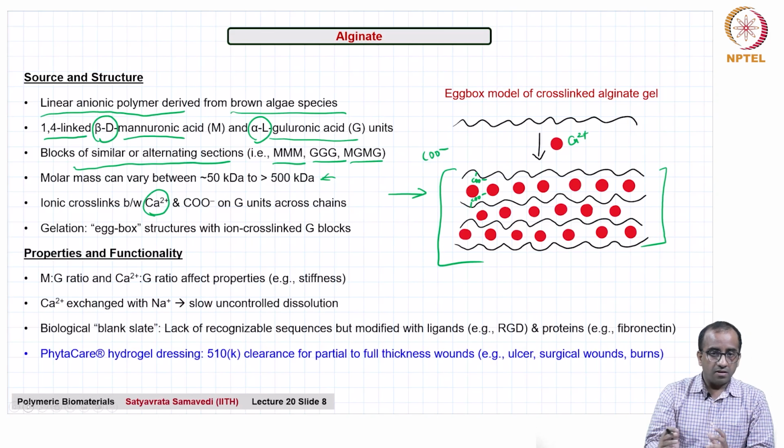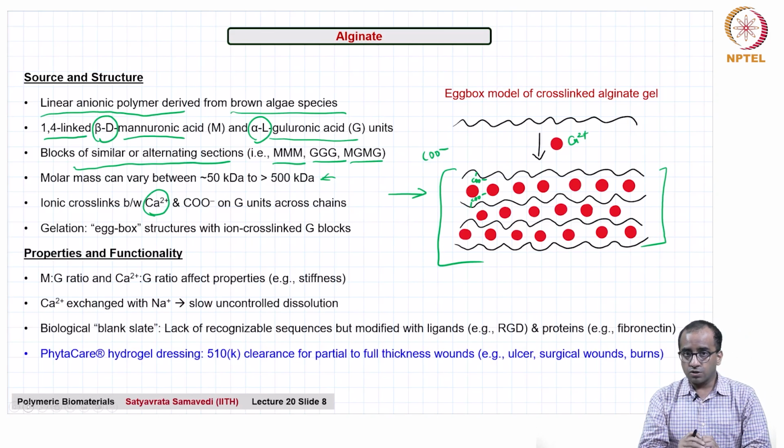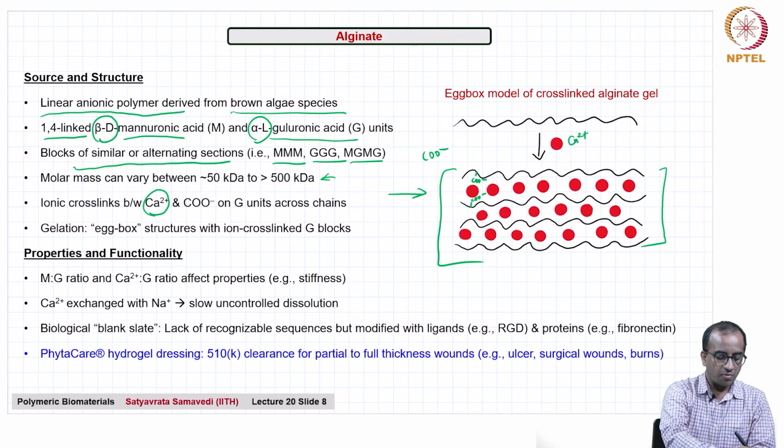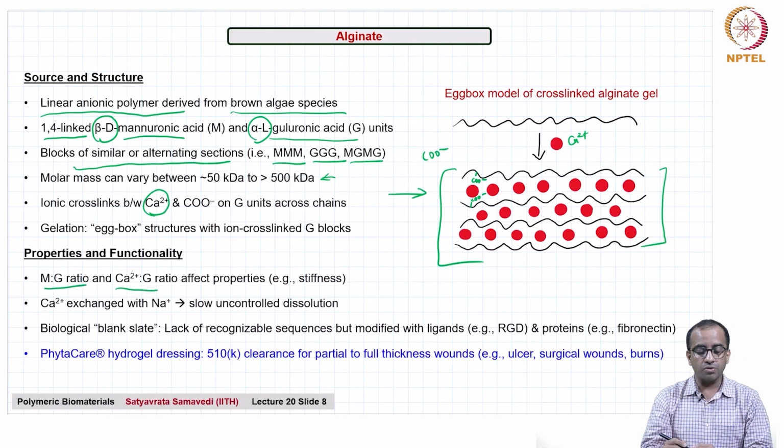Now, that leads to specific kinds of properties and functionalities. So, first of all, we will note that it is largely the G units that cross-link. So, the M to G ratio and the calcium to G ratio affects properties of the gel that forms, for example, stiffness, right. The more cross-linked it is, the stiffer the gel, but higher cross-linking will depend upon how much calcium you have and how many G units you have.